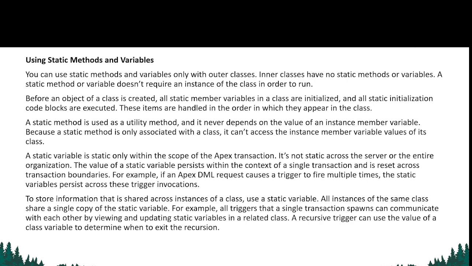So a static variable is static within the scope of the Apex class or the transaction. It cannot be static all over the server or inside the whole organization. The value of the static variable will persist within a single transaction, and you can reset the values inside the transaction boundaries. So we can also store shared values across the instances of a class. For that, you have to use the static variable.